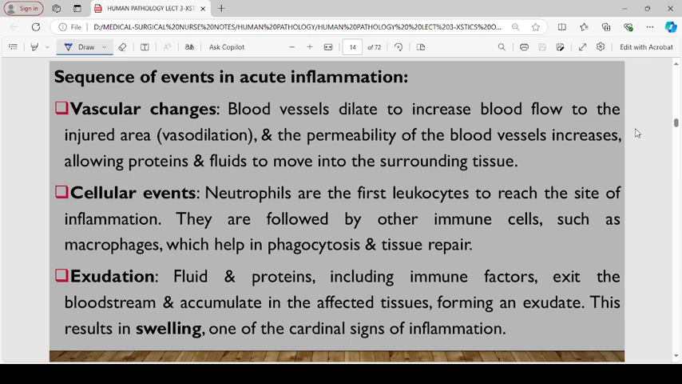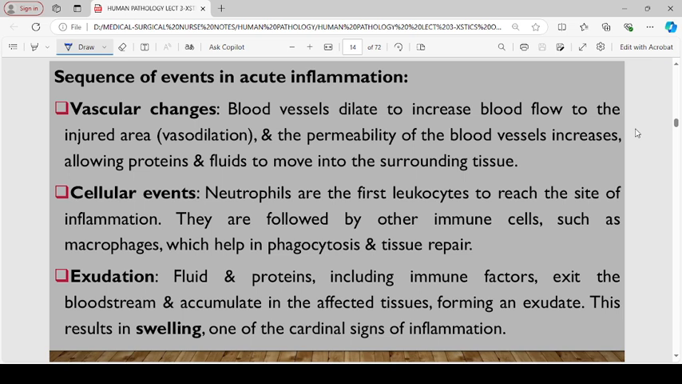So we have the sequence of events in acute inflammation. We have the first one, vascular changes, then that leads to cellular events, and then exudation. In vascular changes, blood vessels normally dilate to increase blood flow to the affected area, and the permeability of blood vessels increases, and this normally allows proteins and fluids to move into the surrounding tissues.